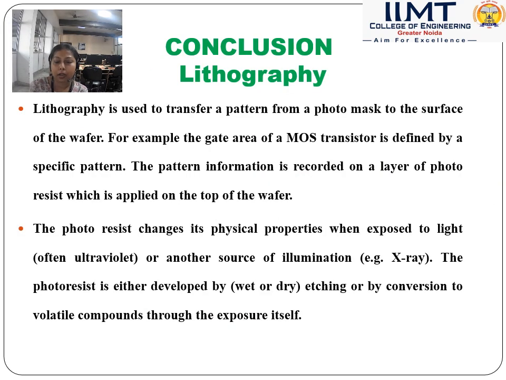And the last one is the conclusion of this process, that is lithography. Lithography is used to transfer a pattern from a photomask to the surface of the wafer. For example, the gate area of a MOS transistor is defined by a specific pattern. The pattern information is recorded on a layer of photoresist that is applied on top of the wafer. Second, the photoresist changes its physical properties when exposed to light, UV ray, X-ray, and electron beam.